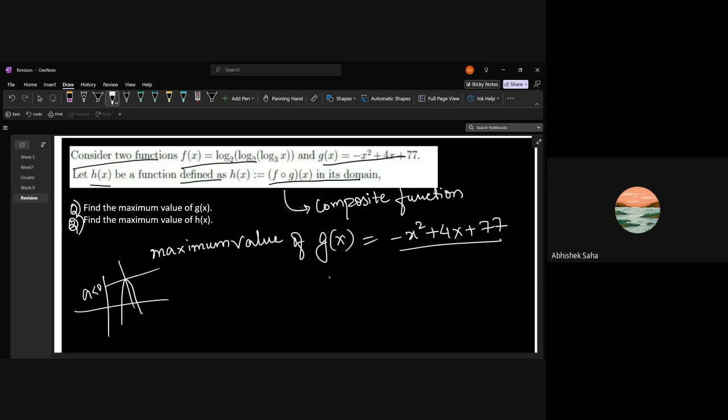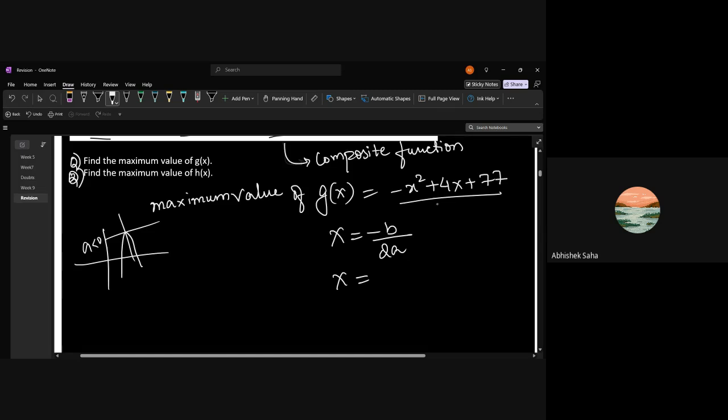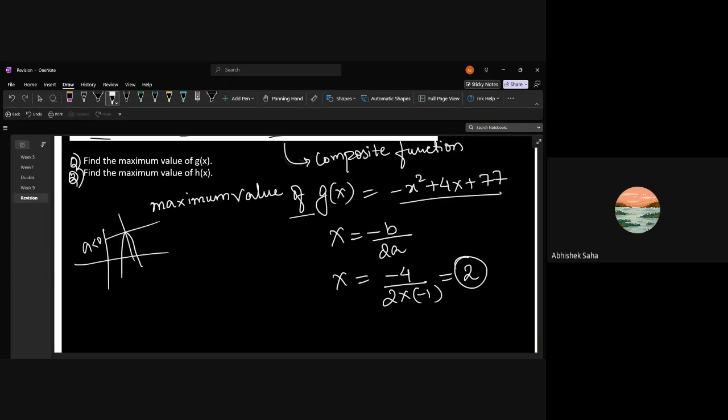What is the formula for the vertex? x equals minus b by 2a. So x equals minus 4 upon 2 into minus 1, that is equal to 2. So the maximum value will occur at x equal to 2. The question is asking for the maximum value of g of x, which is at x equal to 2. Tell me the value. 81. So the answer is 81, which is the correct answer.